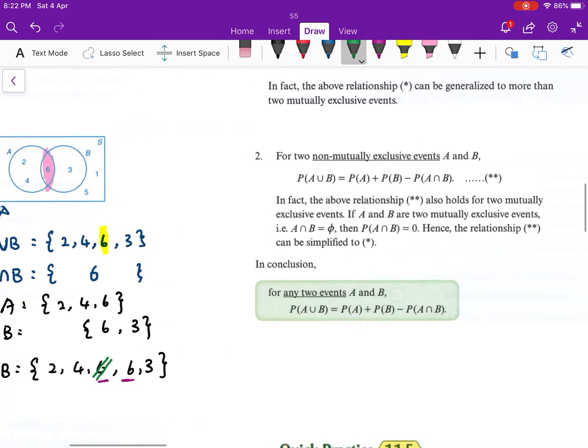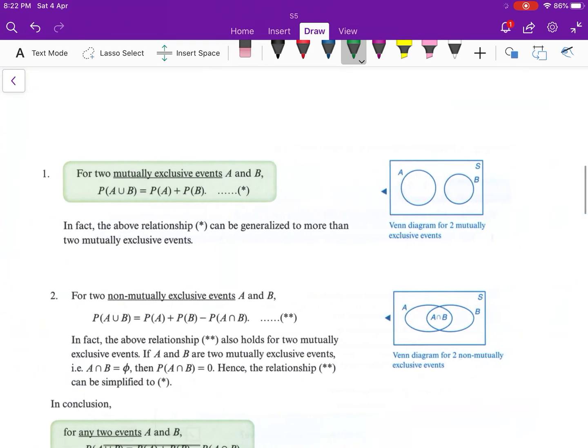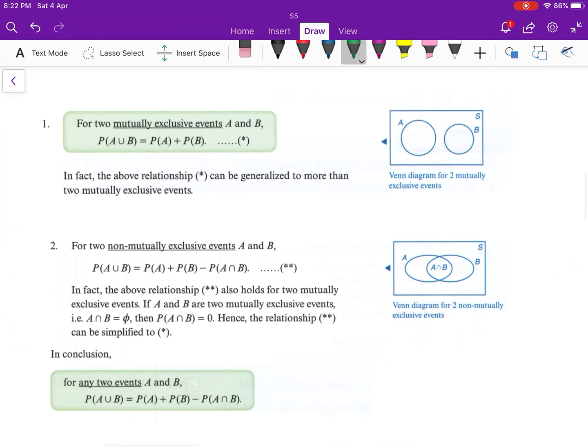So now let's take a look at the formula, okay? First of all, if two of the events are mutually exclusive, remember in section A we have learned it, that means the two events are separate. So A or B is just the probability of A plus the probability of B. Very easy, right? Directly. You want to find A or B? Yes, A plus B. Done.